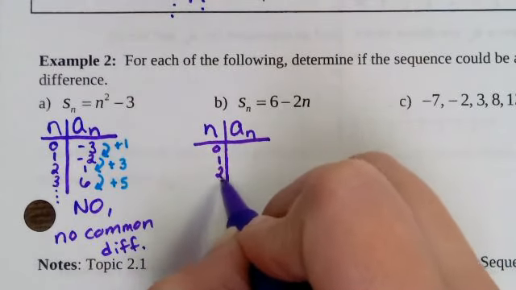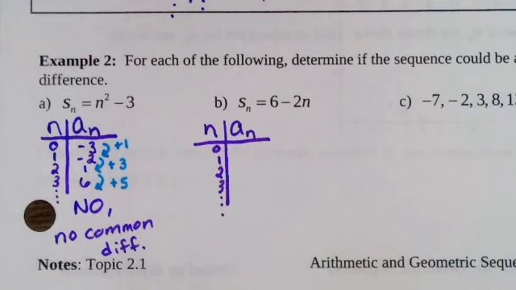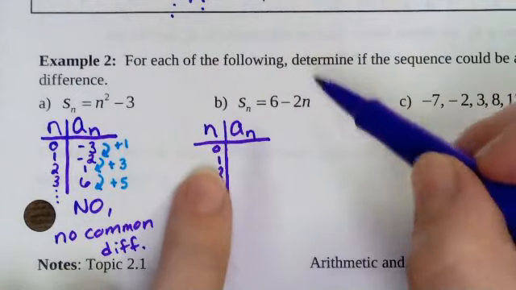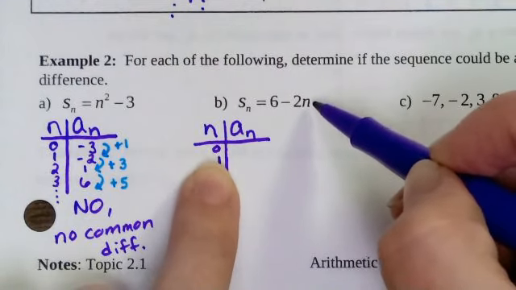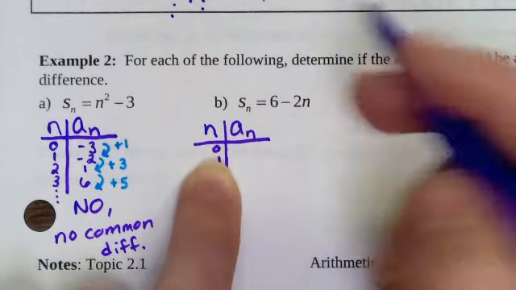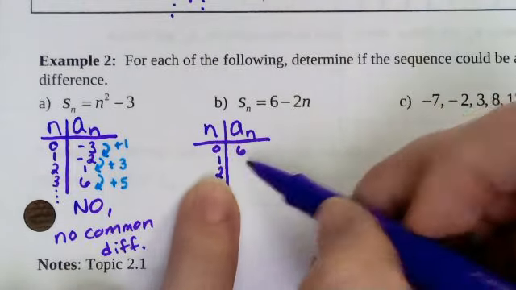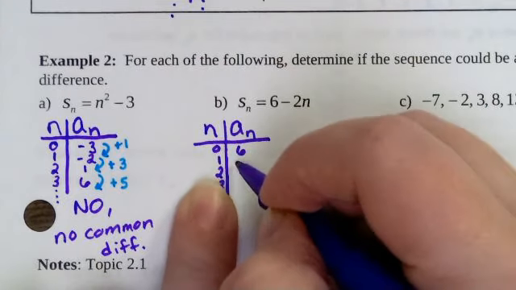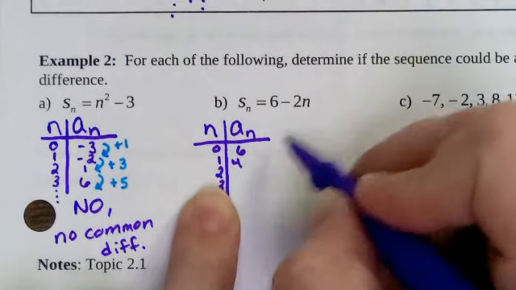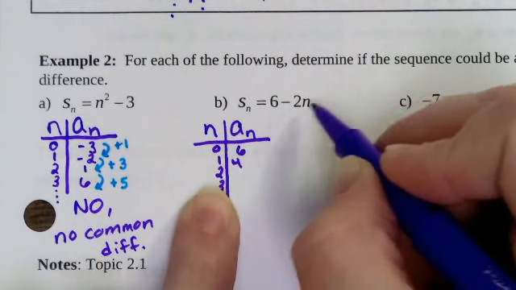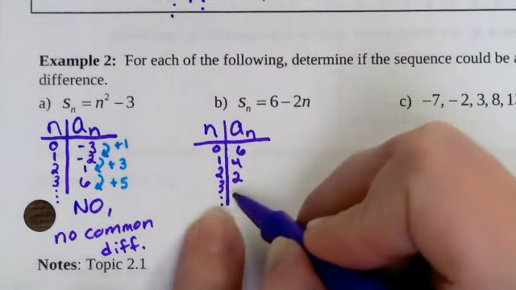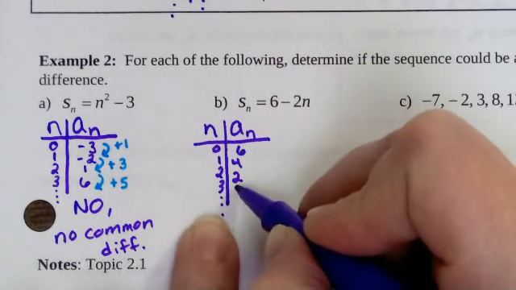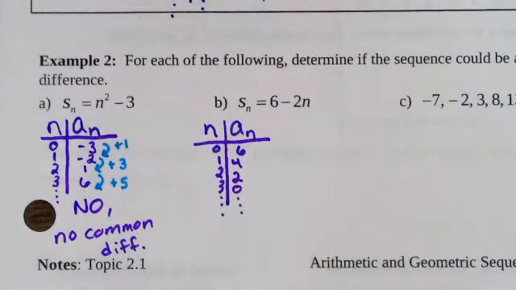0, 1, 2, 3. Plug in each one of these. It's maybe a little bit tougher to do in your head, but you can totally do it. If I plugged in a 0, 2 times 0 is 0. 6 minus 0 is 6. If you plug in a 1, 2 times 1 is 2, right? 6 minus 2 is 4. If you plug in a 2, 2 times 2 is 4. 6 minus 4 is 2. Plug in a 3. 2 times 3 is 6. 6 minus 6 is 0. And then it keeps going.